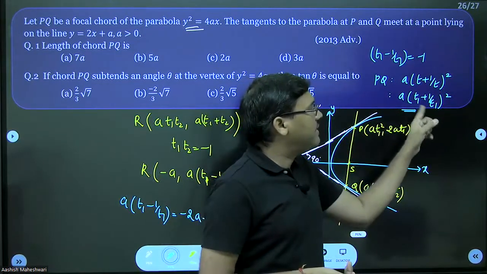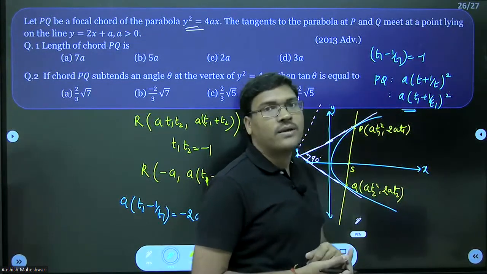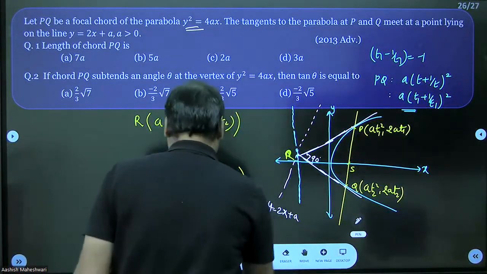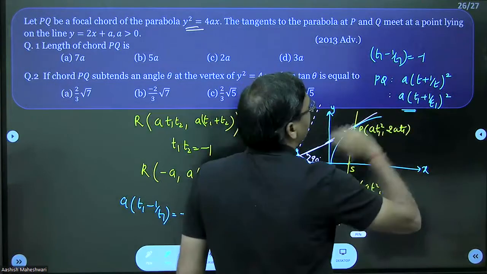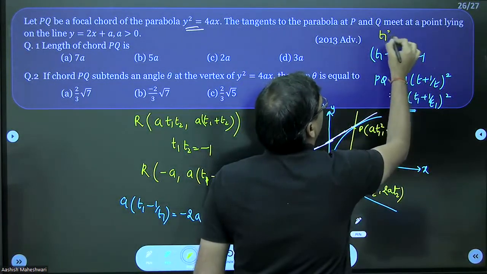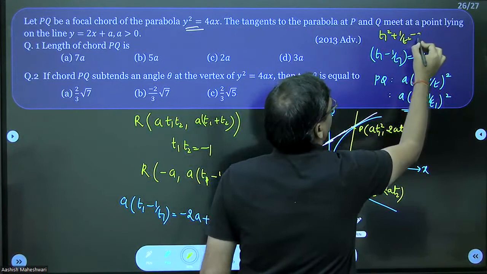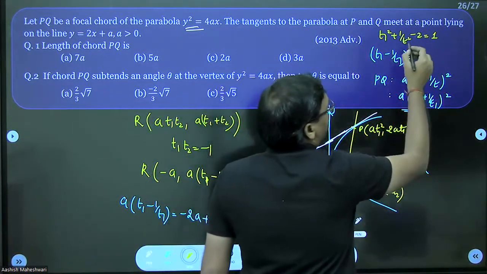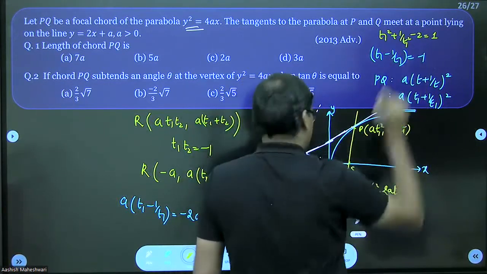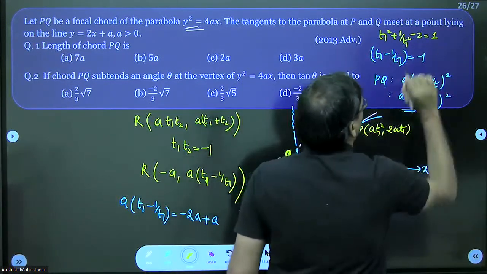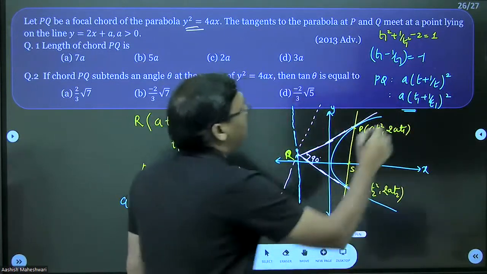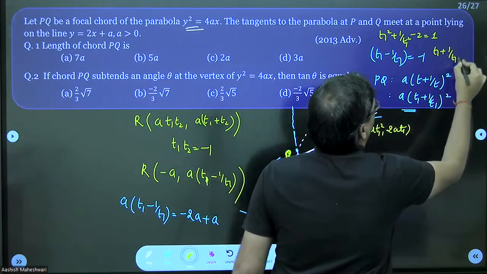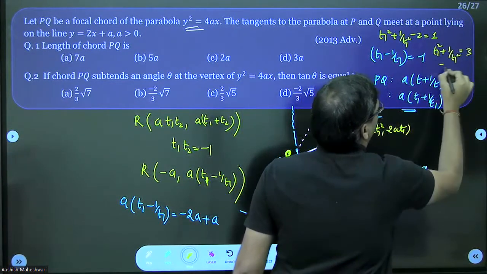Now how will you get (T1 plus 1 by T1) squared? We know T1 minus 1 by T1. Now just look at the calculation. What is the square? This is T1 square plus 1 by T1 square minus 2 is equal to 1. So T1 square plus 1 by T1 square you can say is equal to 3.